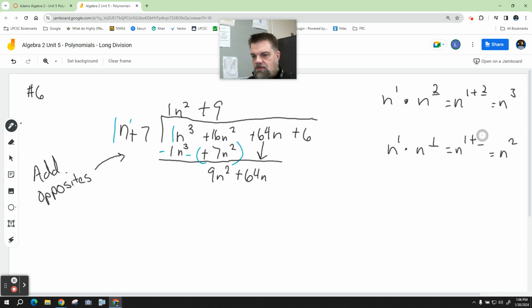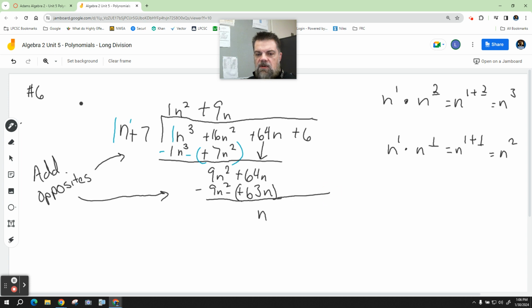Okay, tough crowd, tough room. It's 1, so this becomes n to the first power. When I multiply that out, I get 9n squared, which is our goal, but I also have to take this 9n and multiply it by positive 7. So guess what that becomes? A positive 63n. Again, we add the opposites, so this becomes negative. This becomes negative. 64n minus 63n is just 1n.